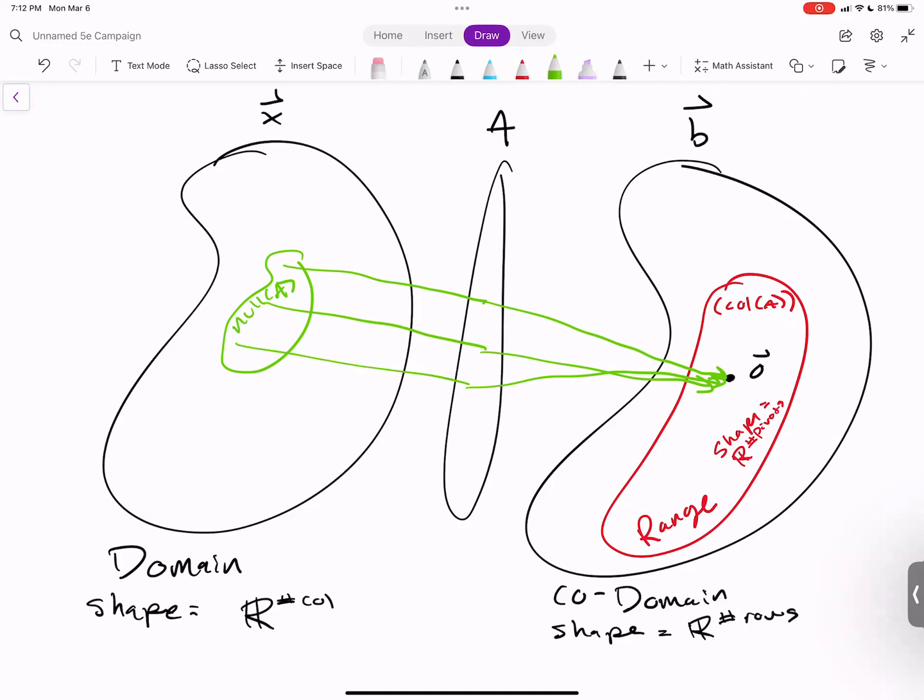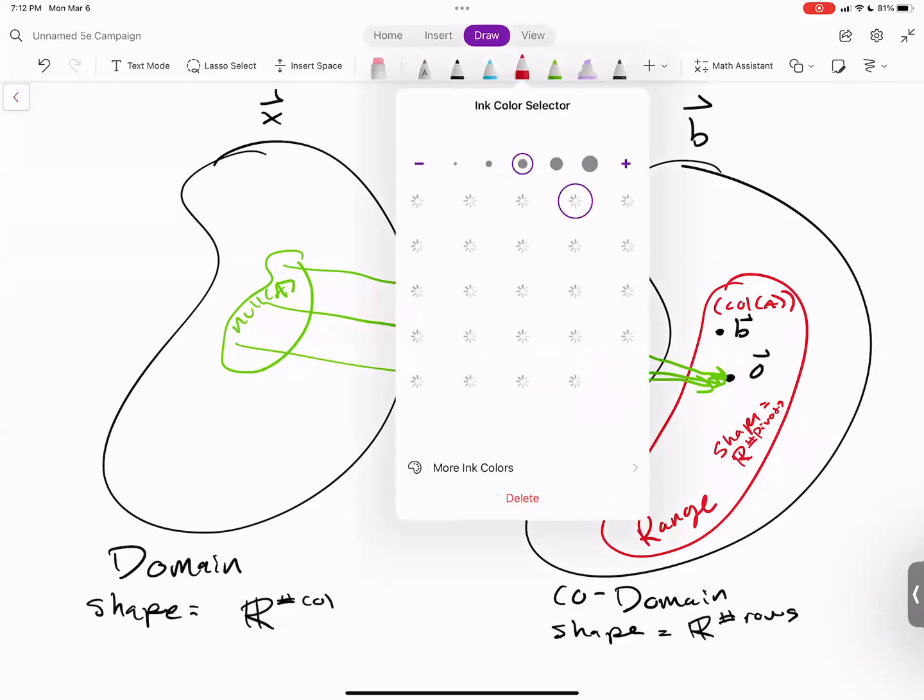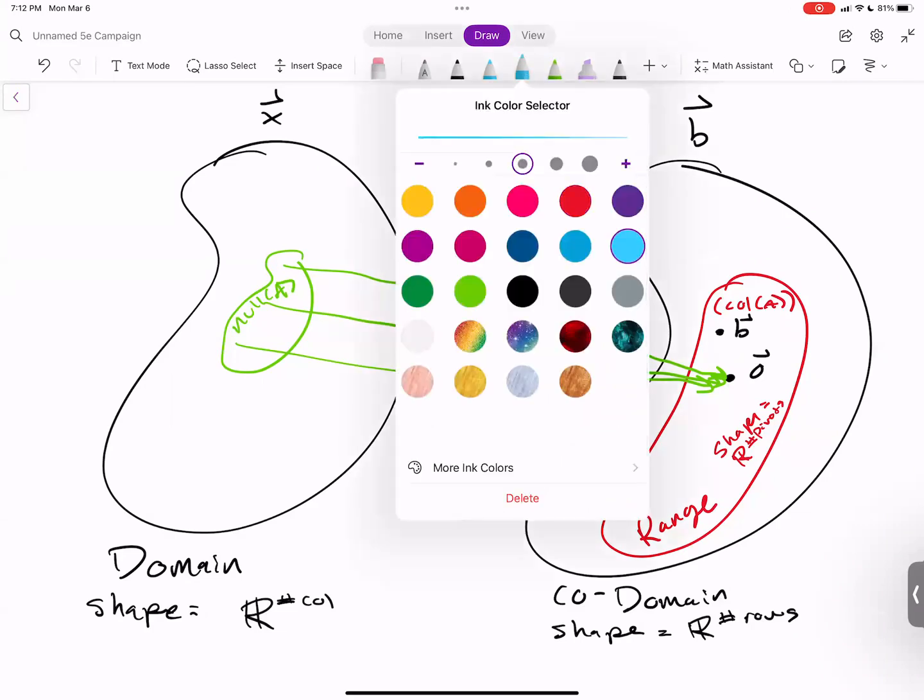Likewise, for every other point in the column space, let's call this some generic b, that has a set of solutions. There will be, pick a different color.